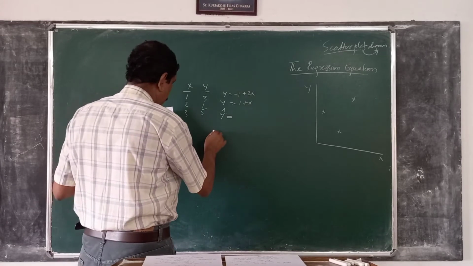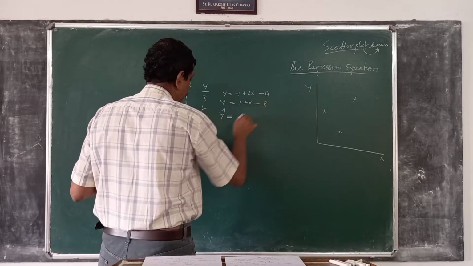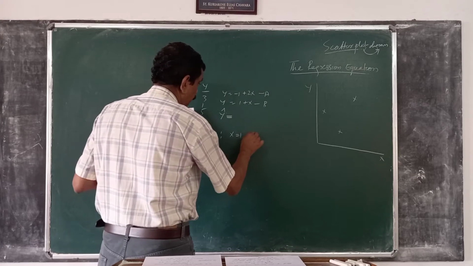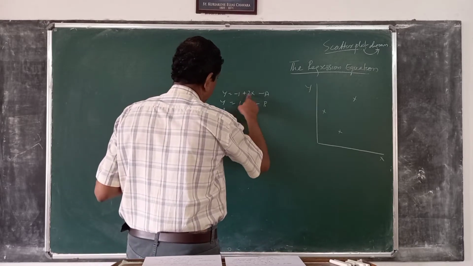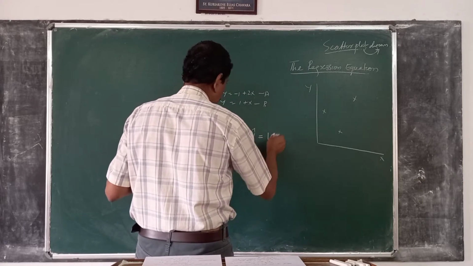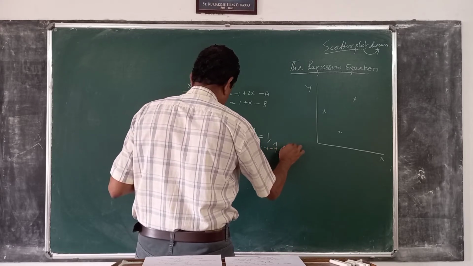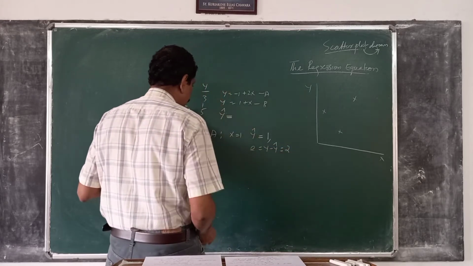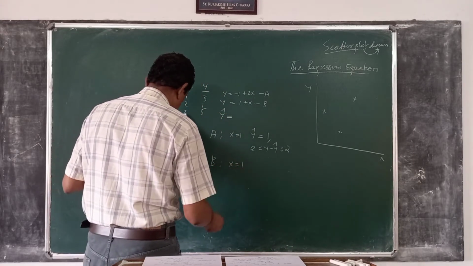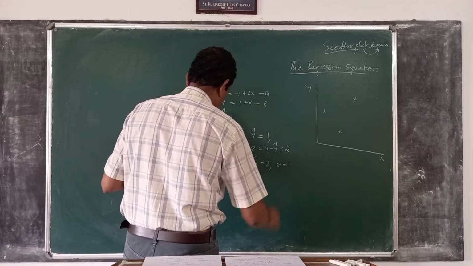Now consider the first line. Let it be A, and the other be B. Now when x is equal to 1, what is the y hat predicted by the line? Minus 1 plus 1 is 1. And the error, we denote it as E, is y minus y hat, which is equal to 2. Using B, when x is equal to 1, y hat is equal to 2 and E is equal to 1.